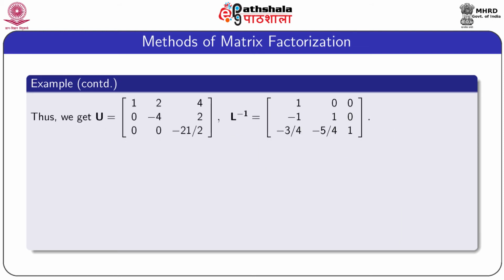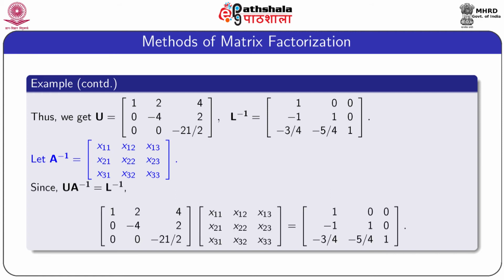Thus, we get U equal to the upper triangular matrix. The first row is 1, 2, 4, second row is 0, minus 4, 2, and third row is 0, 0, minus 21 by 2. And similarly, we obtain L inverse equal to 1, 0, 0, second row is minus 1, 1, 0, third row is minus 3 by 4, minus 5 by 4, 1. Let A inverse equal a 3 by 3 matrix whose elements are x11, x12, x13 and so on. Since U A inverse equal to L inverse, therefore, we obtain the following matrix equation.